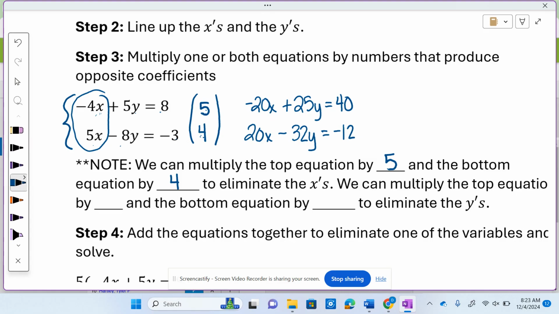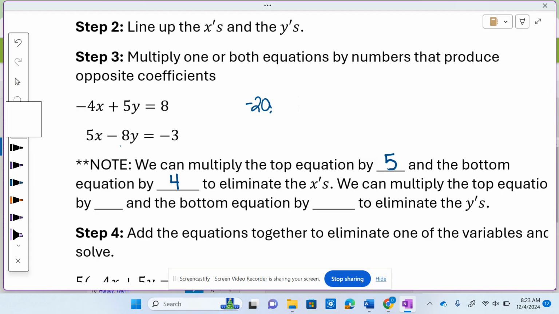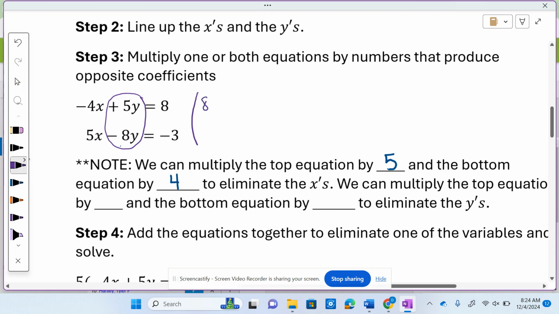But what if I didn't want to eliminate the x's? What if I wanted to get rid of the y's? What if I wanted to cancel out the y's? What's the number that 5 and 8 both go into? 40. 5 times 8 is 40. 8 times 5.